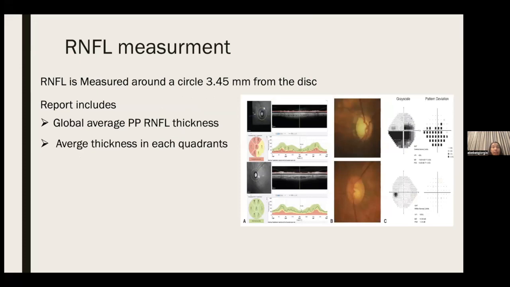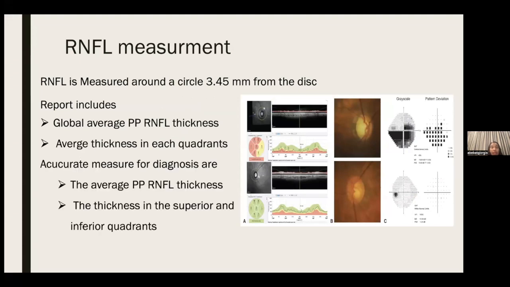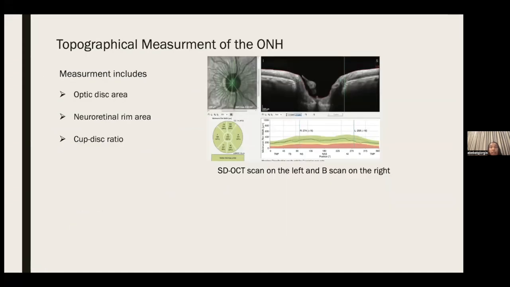Retinal nerve fiber layer is measured around a circle of 3.5 millimeters from the disc, and the report includes the global average peripapillary retinal nerve fiber thickness and the average thickness in each quadrant. The most accurate measurements for diagnosis are the average peripapillary retinal nerve fiber thickness and the thickness in the superior and the inferior quadrants. The topographic measurements of the optic nerve head include mainly the optic disc area, neuroretinal rim area, and the cup-disc ratio.